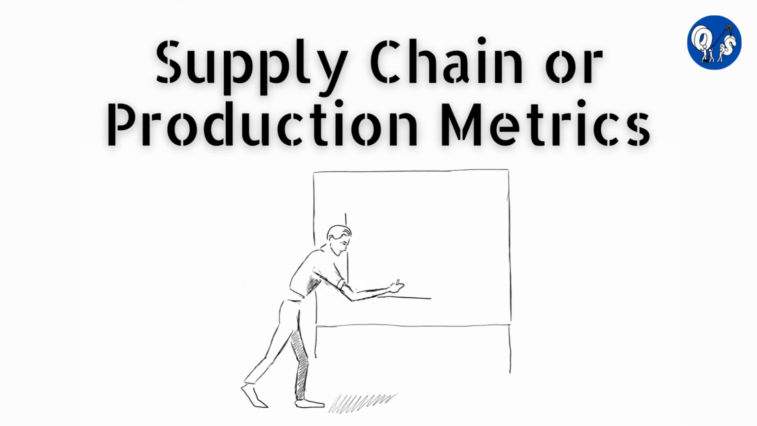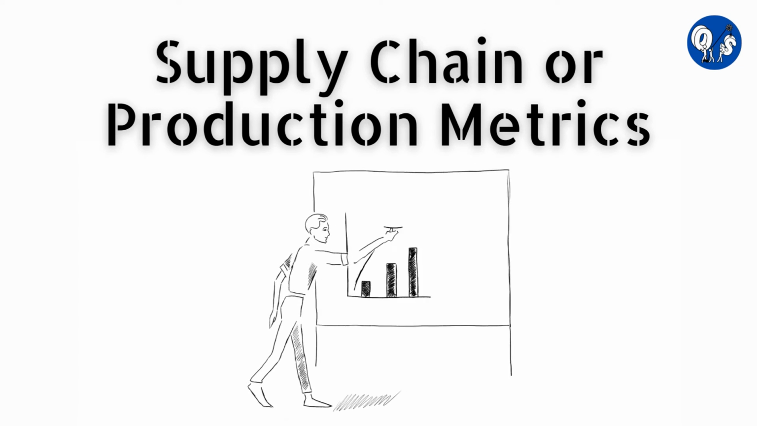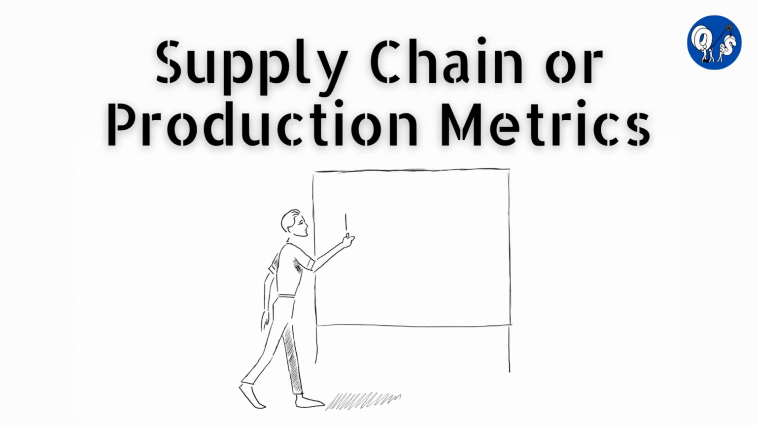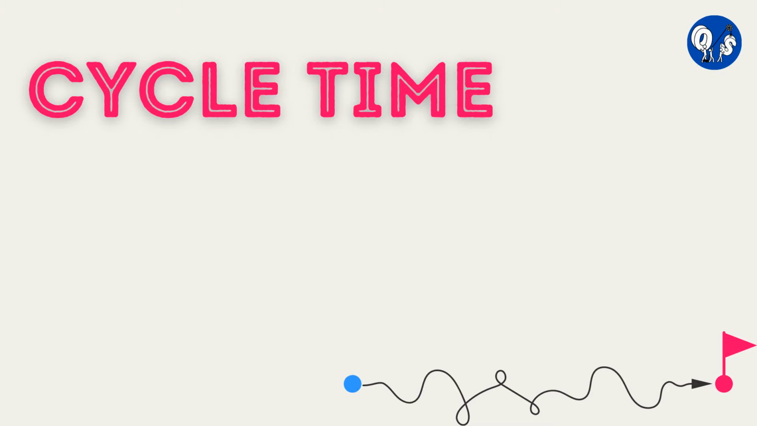Hello viewers, today we are going to discuss some common production metrics like cycle time, lead time, takt time and setup time. So let's start with the cycle time. Cycle time is the time taken to complete a given process or a specific task from start to finish.